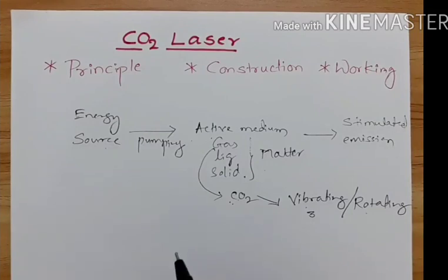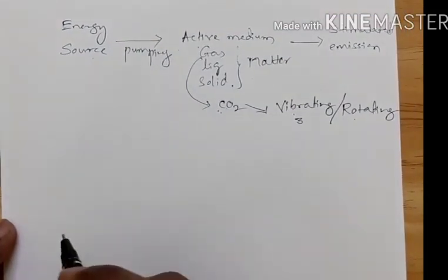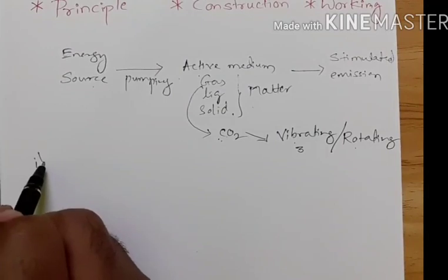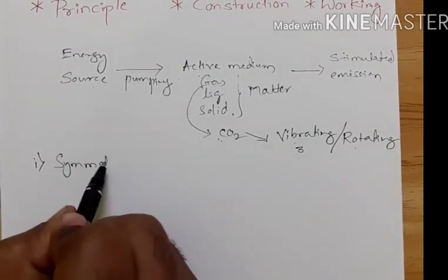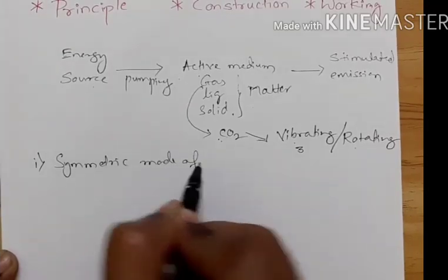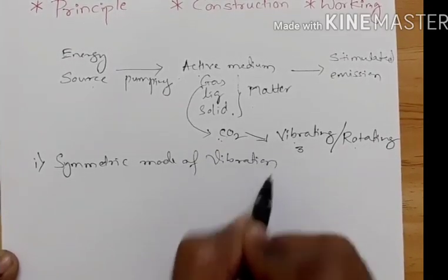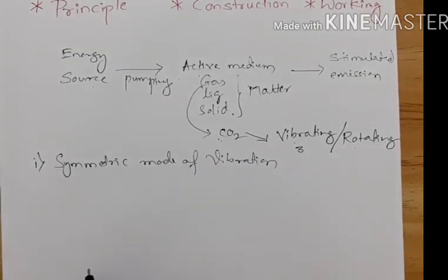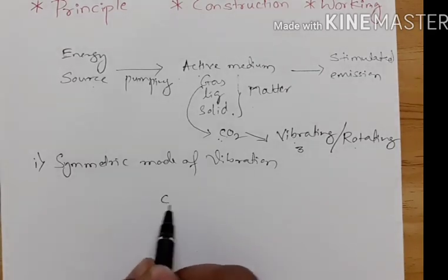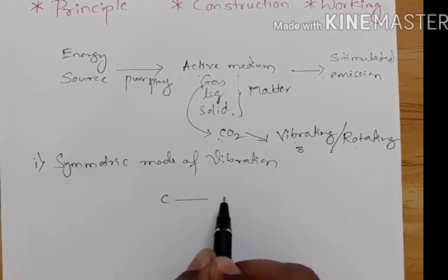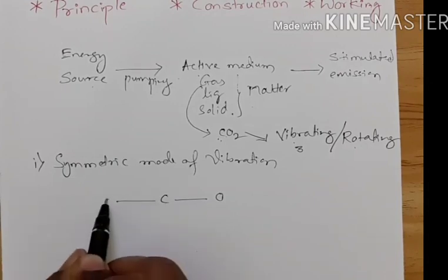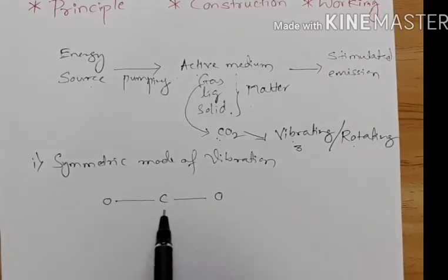There are three kinds of vibrations. The first one is the symmetric mode of vibration, also called symmetric stretching. In this case we have a carbon atom at the center, and at both the ends we have oxygen. This is the carbon dioxide molecule. If I take a single C, it is called an atom. If I take all three together, it is called a molecule.